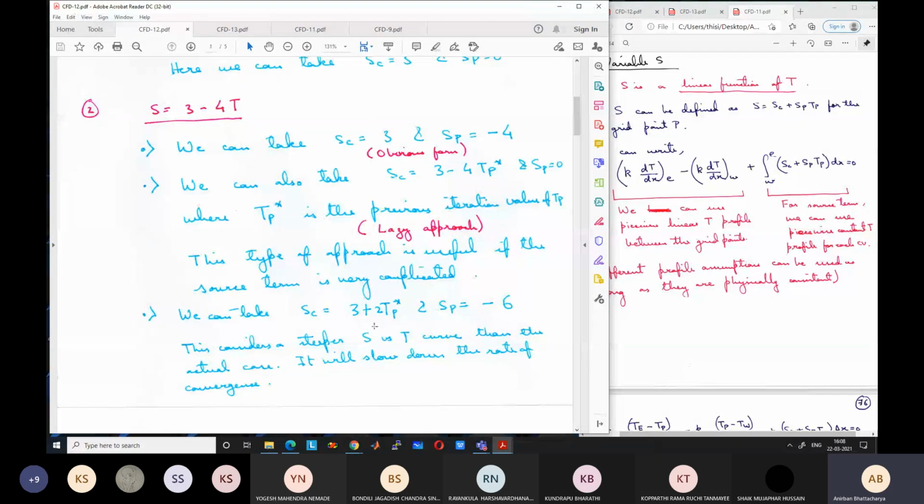It need not mean that we can only divide it into 3 plus 2 TP star and SP is minus 6. I could have taken 3 plus 3 TP star and SP is minus 7 also. Or 3 plus TP star and SP is minus 5. So it is up to us to decide how much steeper we go.